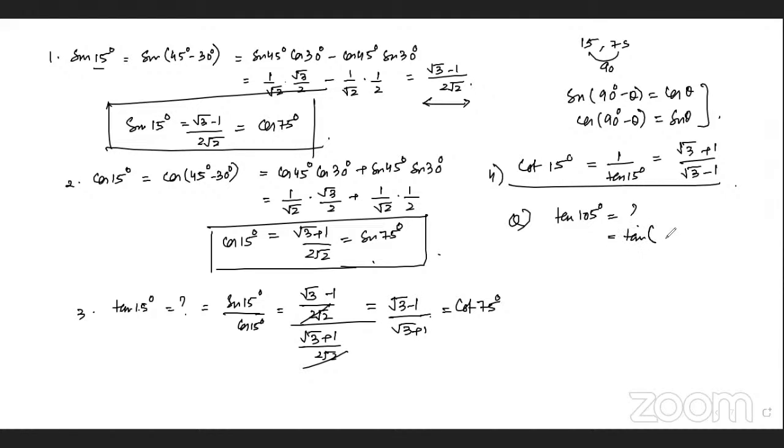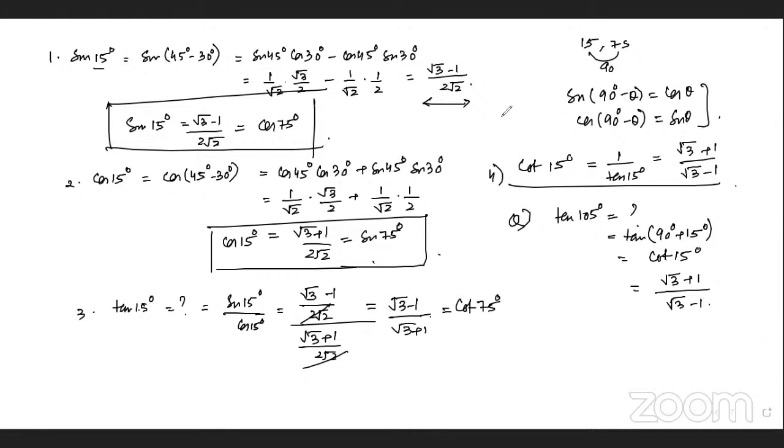We can write this as tan of 90 plus 15. 90 degree plus 15. And you know what is that? That is cot 15. What is cot 15 equal to? Can you find it out? What is cot 15 equal to? That is root 3 plus 1 upon. Just somebody is there with the answer. Root 3 plus 1, 1 minus root 3.